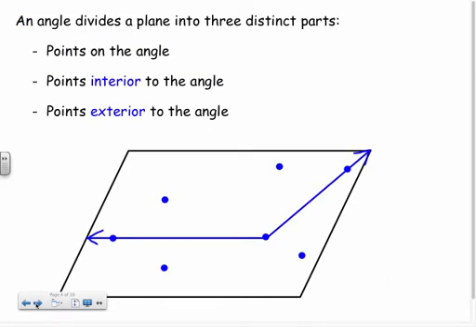Well, an angle divides a plane into 3 distinct parts, right? We have points on the angle, which you can see right here and right here.